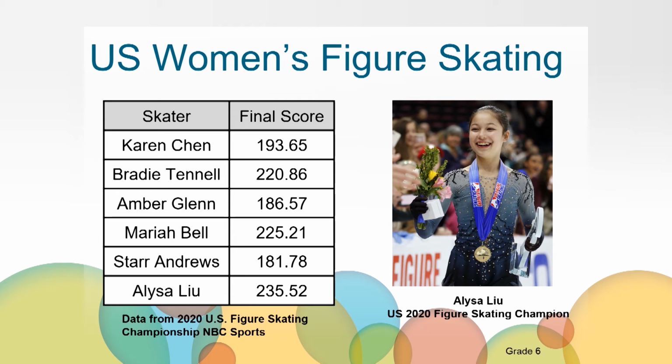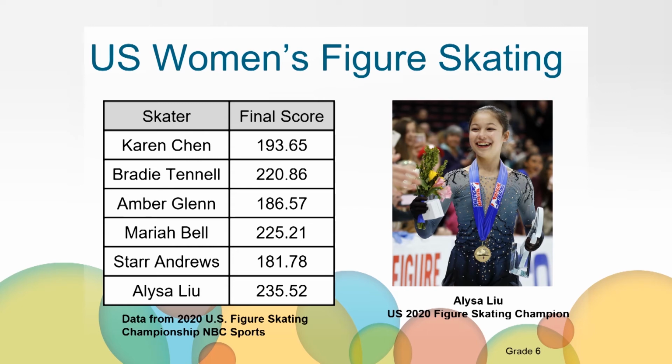You might have noticed that Alyssa Liu had the highest score with 235 5/52. She actually won the gold medal or top prize for this competition. Perhaps you noticed the range of the data. The scores span from about 181 to 235. Maybe you noticed that there doesn't seem to be any significant outliers, and the data seems to be fairly distributed.